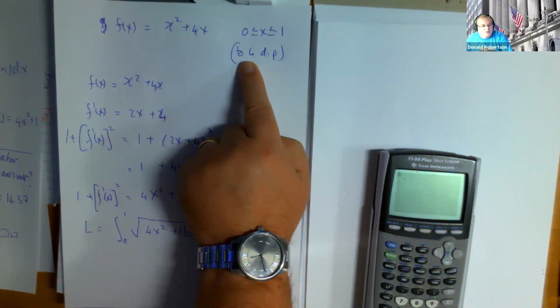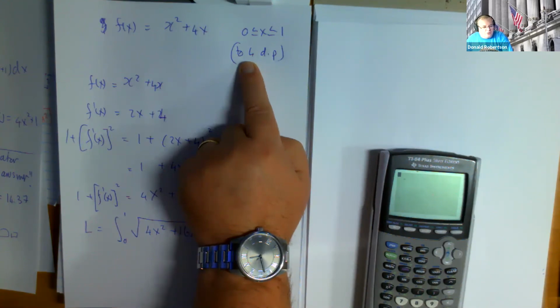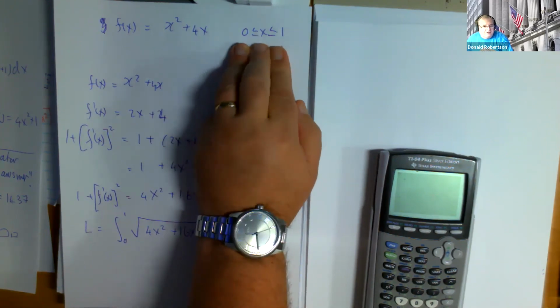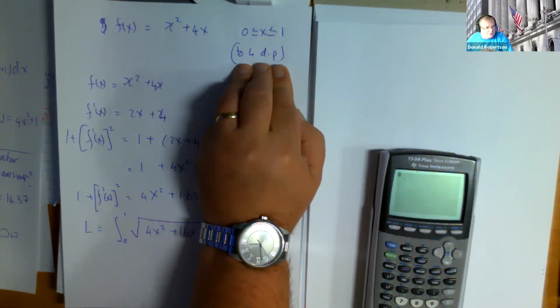Answer to 4 decimal places. If you are ever asked to find an arc length and they say to 4 decimal, to 2 decimal, to 6 decimals, you know it's going to be a calculator question. If that was missing, if it was just this question without that, then you would have to do an exact value answer. You are not allowed decimals, typically, unless they specifically ask for them.